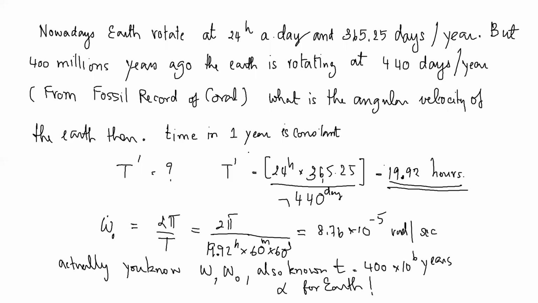So there's still another question. Right now, the Earth rotates in approximately 24 hours a day and goes around the sun in 365.25 days a year, or 365.25 days per revolution.